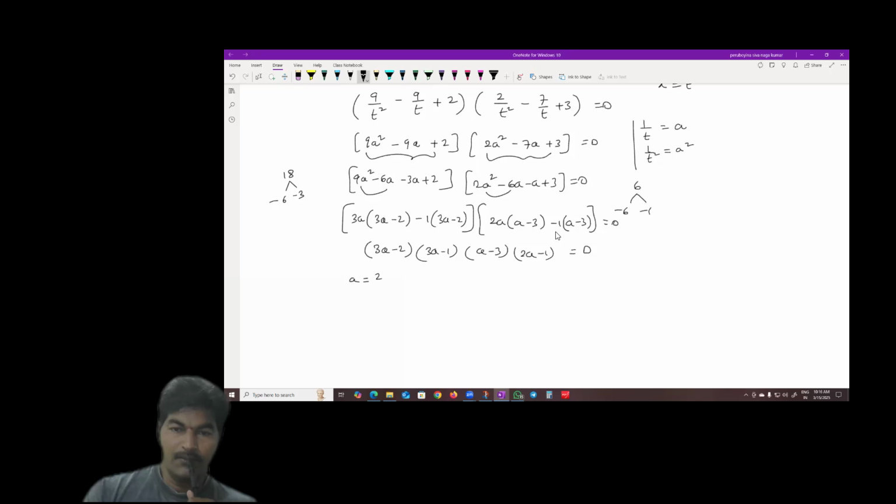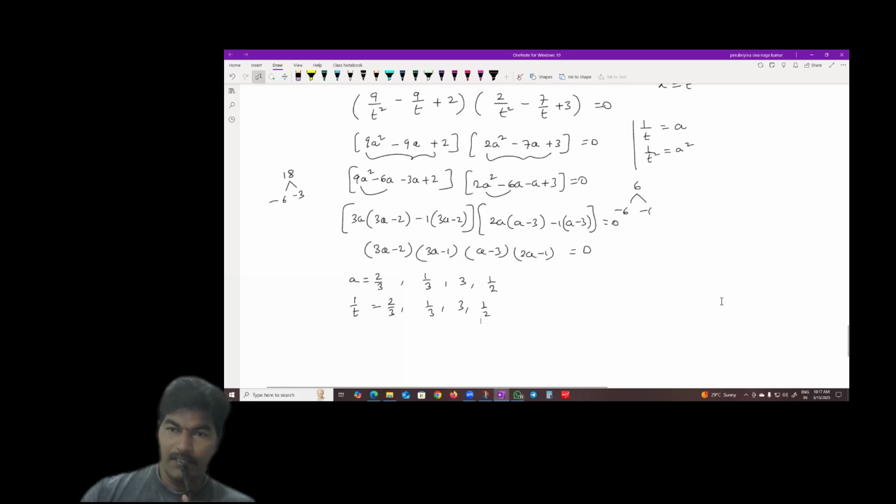So a equals 2 by 3, 1 by 3 from the second factor, 3 from the third factor, and 1 by 2 from the fourth factor. Now we will replace a with 1 by t, so 1 by t equals 2 by 3, 1 by 3, 3 and 1 by 2.